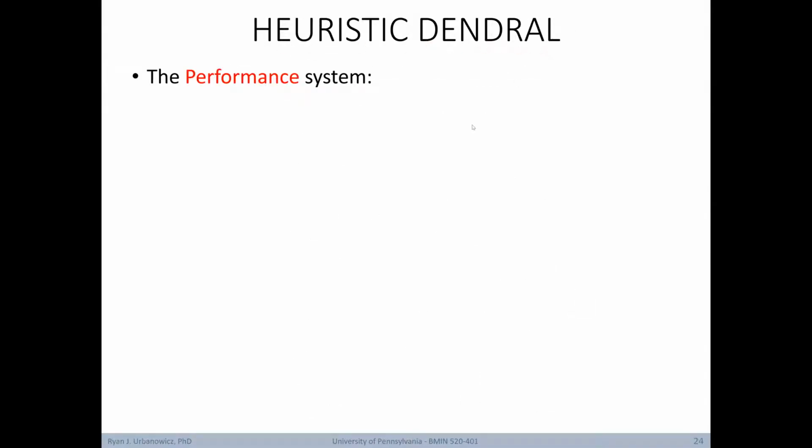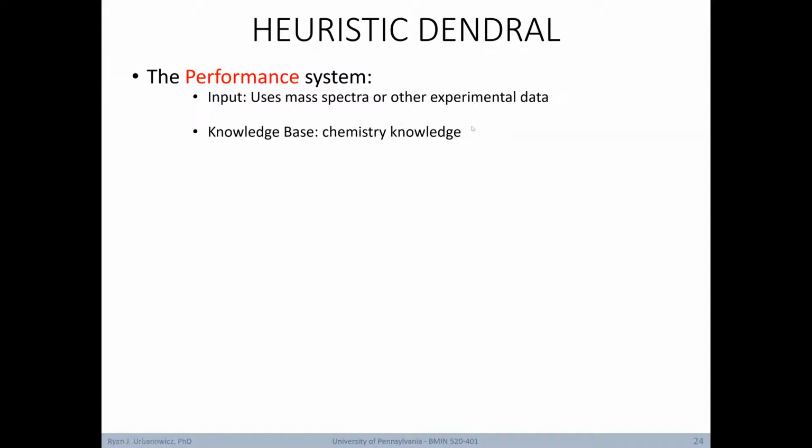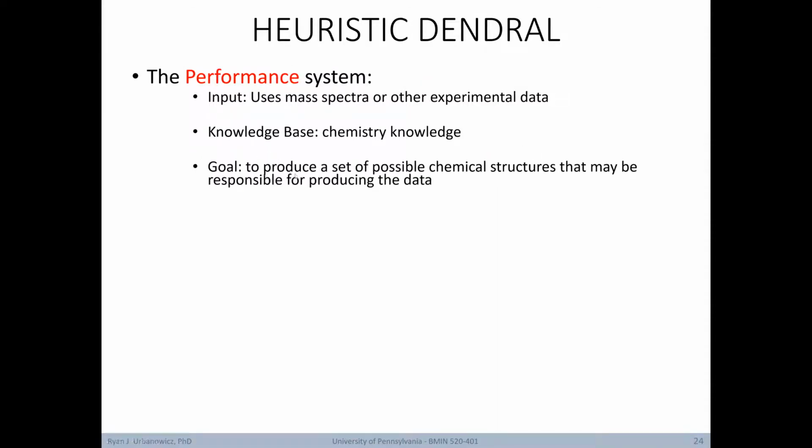The heuristic part of DENDRAL includes a performance system. Here, the input includes mass spectra or other experimental data. It uses a knowledge base filled with hard-coded information about chemistry, and the goal of this subcomponent is to produce a set of possible chemical structures that may be responsible for producing the data.